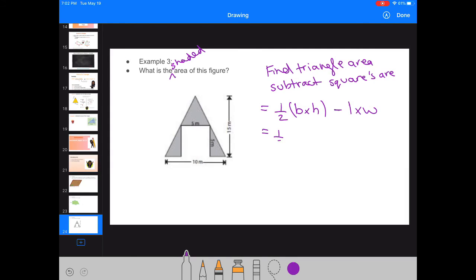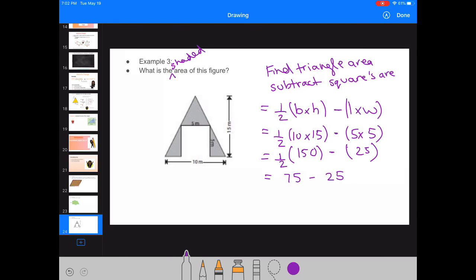All right, now let's plug in our numbers. Our base for our triangle is 10. The height is 15. We're subtracting 5 times 5. So we need the half here, 150, subtract 5 times 5, gives us 25. So half of that 150 is 75. And we're subtracting 25. That gives us 50 for that shaded area. 50 meters squared. Okay?